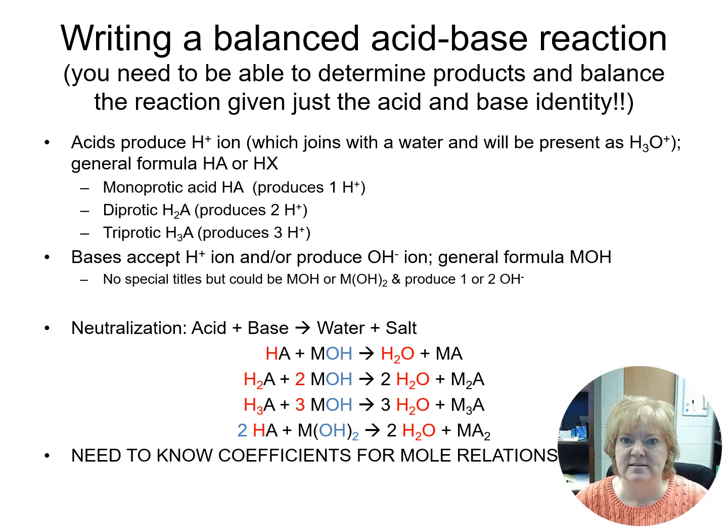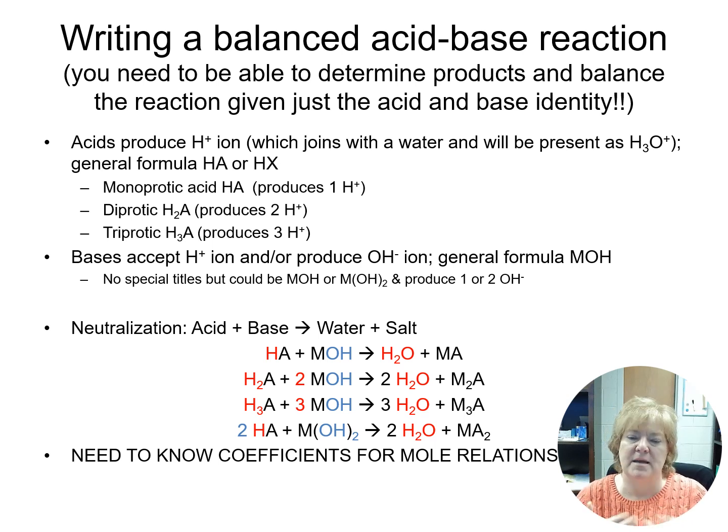So a monoprotic acid has one H that can come off, so it will make one H+. A diprotic can produce 2 H pluses, and so its general formula is H2A or H2X. The A and the X is just kind of like a stand-in for some other chemical substance. And a triprotic acid produces 3, and so it has the general formula H3X. So I have different kinds of acids in terms of how many protons they have.